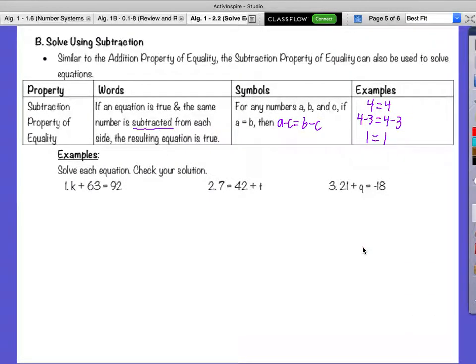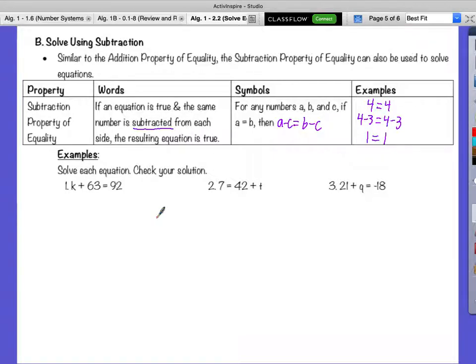Solve each equation, check your solution. Okay, example 1: k plus 63 equals 92. It's like somebody just sent you a long text. K plus 63 equals 92. So that's what we can do next time. Instead of just saying k, give them a math equation to solve. K plus 63 equals 92. I always get happy when someone sends me a math equation.